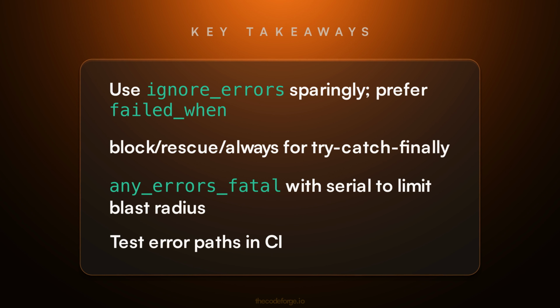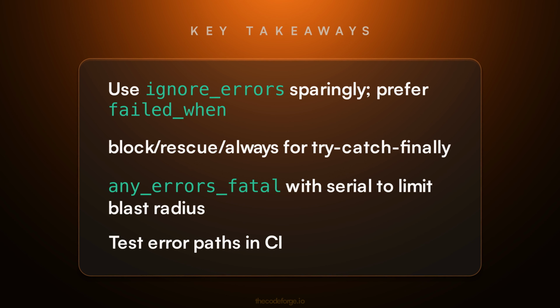Let's recap the key takeaways. Use ignore_errors sparingly, prefer failed_when. Block/rescue/always for try/catch/finally. any_errors_fatal with serial to limit blast radius. Test error paths in CI.